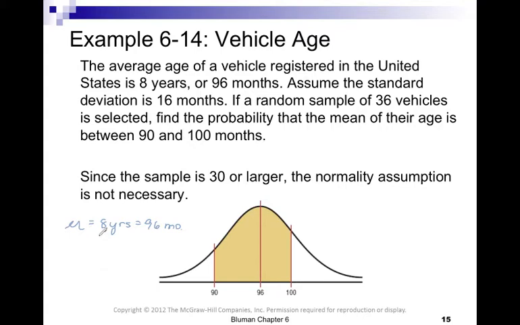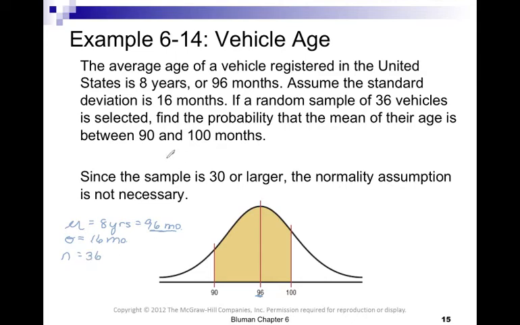Assume the standard deviation is 16 months, so our sigma is 16 months. So we're going to be sticking with the months, it looks like. So we'll use that one for our average, which is what's right here. We have a random sample, so n is 36. So when we see a sample size like that, remember we need to use the formula where we don't use the population one, we use the one that has the divided by the square root of n to calculate the z-score.